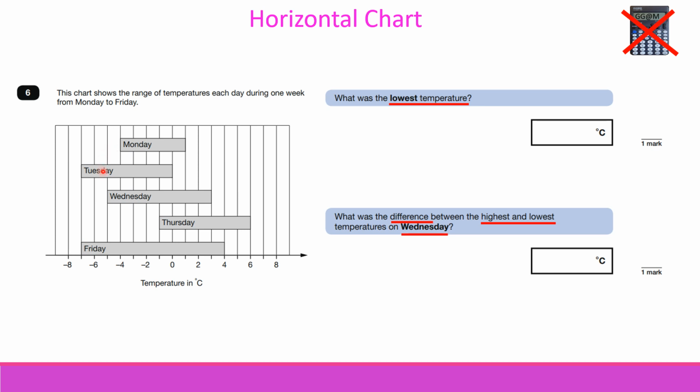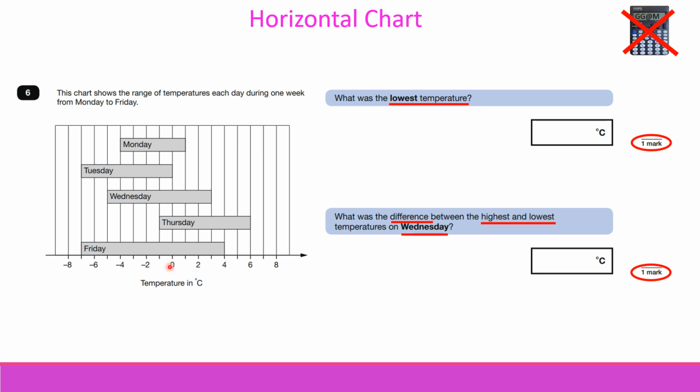So you've got the days of the week, Monday, Tuesday, Wednesday, Thursday and Friday, and then the temperatures are written along the bottom. Now the unit is given and it's also given in the answer, so you don't need to worry about the units. And each answer needs to be written in the box, and the first part is worth 1 mark and the second part is also worth 1 mark, so 2 marks in total.